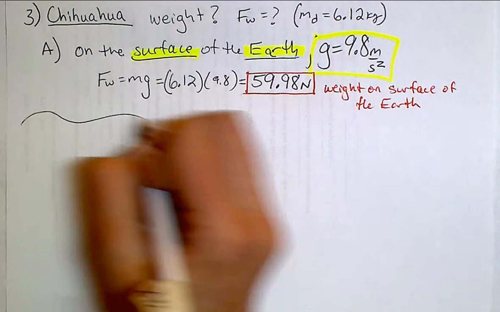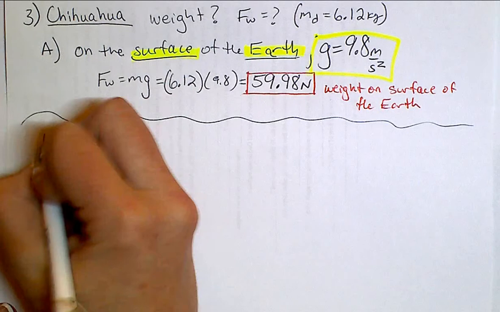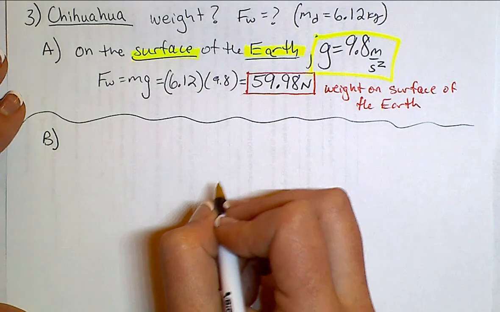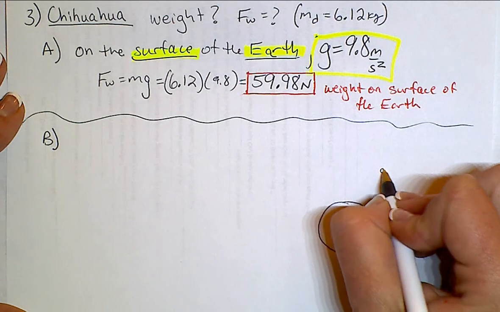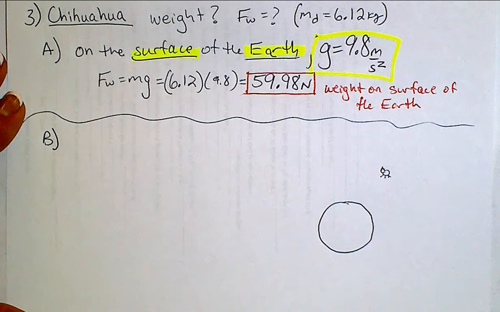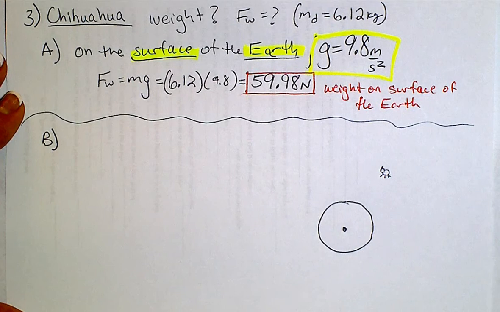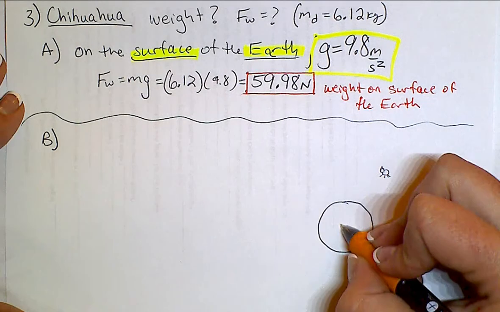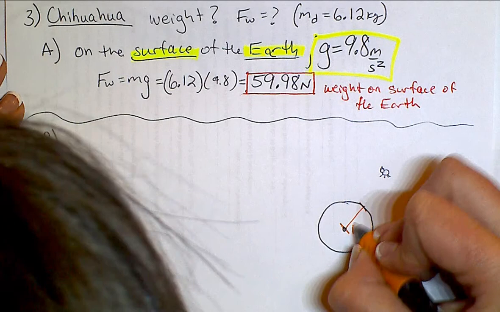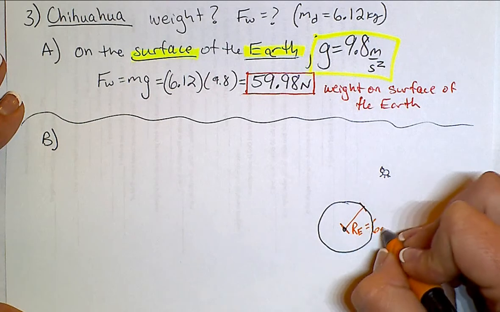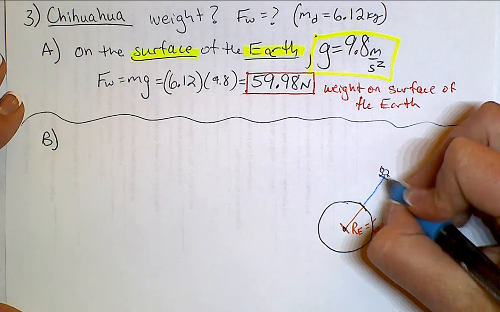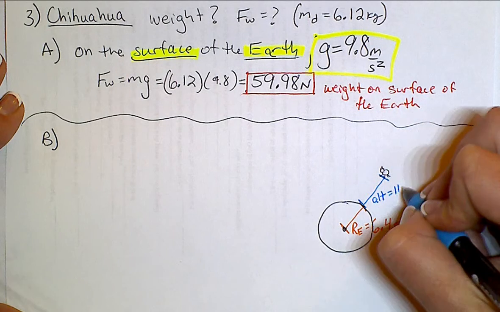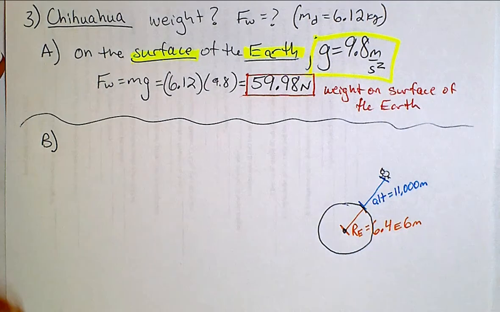Part B is where it's different. Now, instead of being on the surface of the Earth, G is no longer 9.8. So I have the Earth and the dog up here. Now that I have an altitude, I need to figure out what the distance is, and it's between the centers. So I know that this is the radius of the Earth, 6.4 times 10 to the 6 meters. And then this is his altitude that he's at. It says 11,000 meters above the Earth's surface. That's not D, that's the altitude.